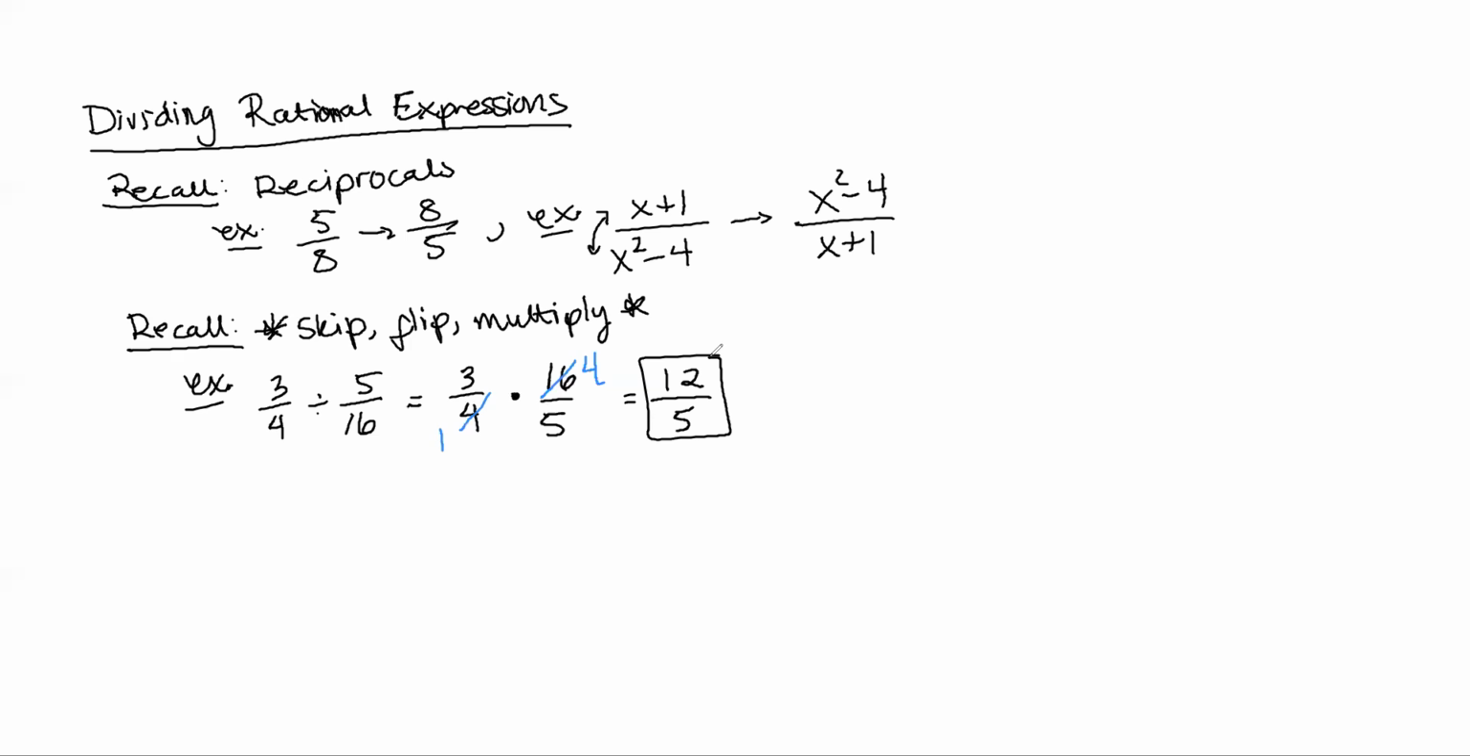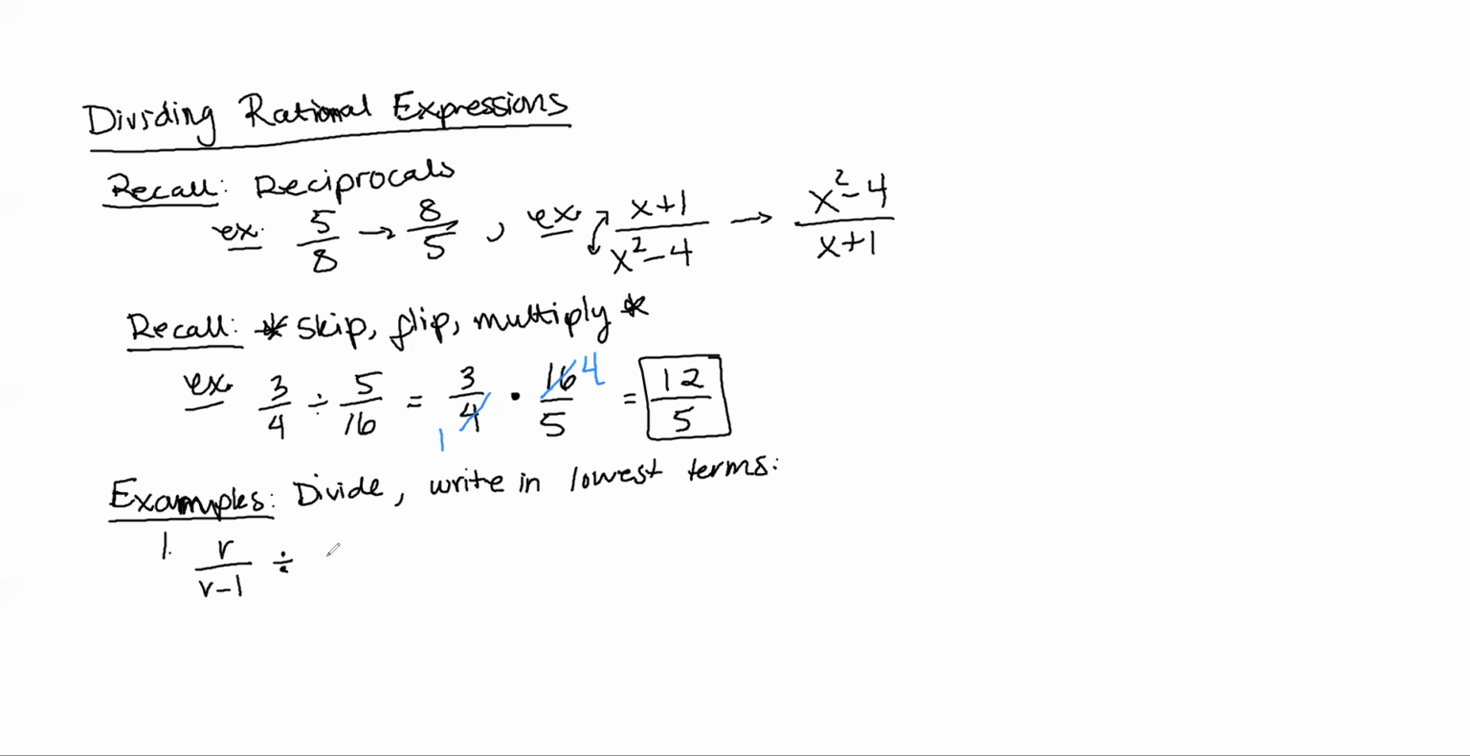All right, so let's go ahead and look at some problems where we divide rational expressions. And if you hadn't guessed already, after we divide, we're going to write it in lowest terms. Number 1, r over r minus 1 divided by 3r over r plus 4.